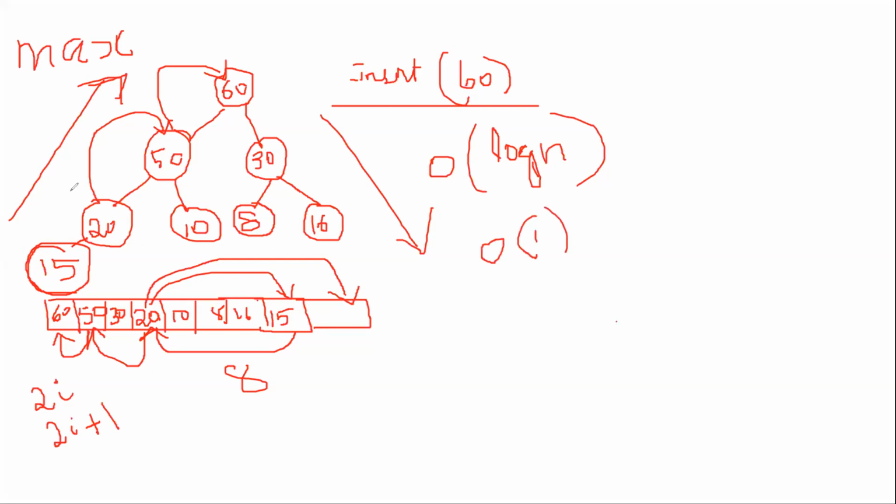You can see, for inserting 60, it is taking order of log n time. It depends upon the number of swaps, or the height. Here, n is nothing but the height of the tree, because the swapping depends on the height only. Level by level you're moving upwards.